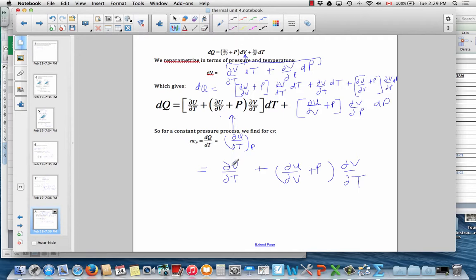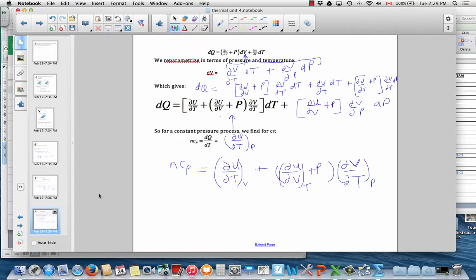Now, this term here was at constant volume. This was at constant temperature. And this was dV/dT at constant pressure, to put that all in. Because this term came from up here. We were expanding volume as a function of temperature and pressure. So this looks like quite a complicated result, but it is true for non-ideal gases.